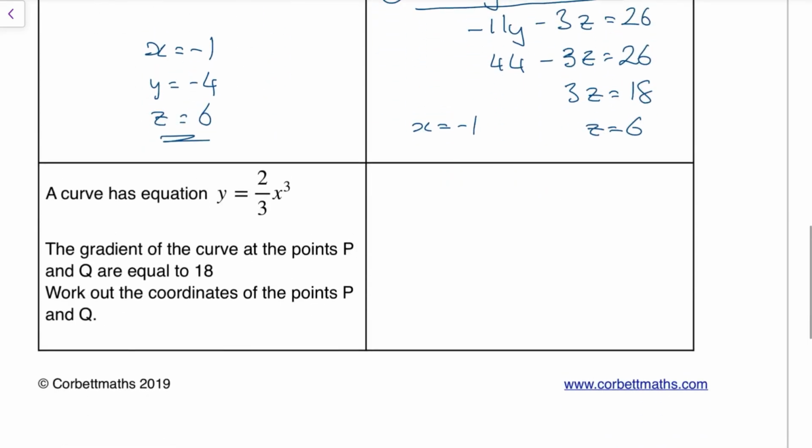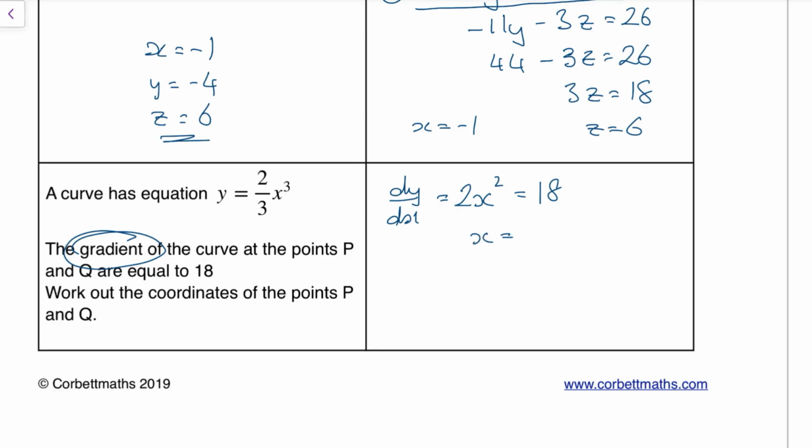Next question and final question today. A curve has equation y equals 2/3 x cubed, so it's a cubic equation. The gradient of the curve at the points P and Q are equal to 18. Work out the coordinates of the points P and Q. The word gradient means that you're going to differentiate. So let's do that. dy/dx is equal to, well, 2/3 times 3 is going to be 2, take away 1 from the power is squared. And I know that is equal to 18 because it says in the question.